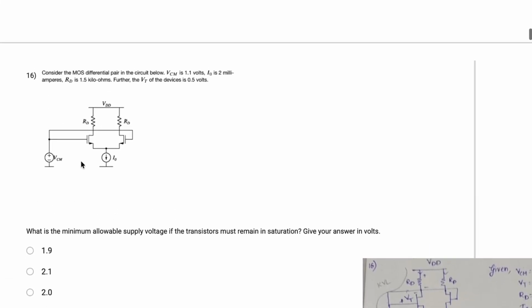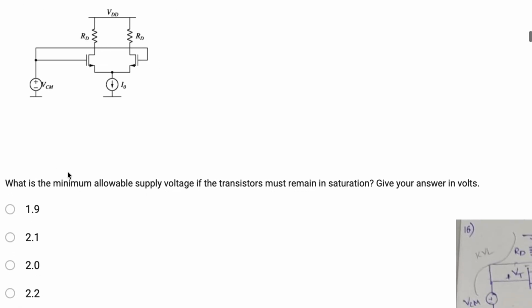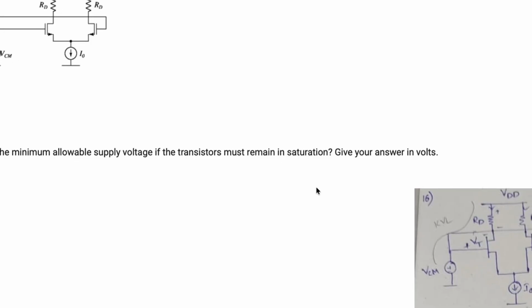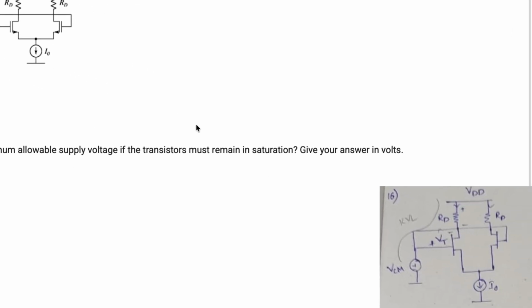See, he has given: consider the MOS differential pair of the circuit below. VCM is 1.1 volts, I0 is 2 milliamperes and RD is 1.5 kilo ohms. Further, the VT of the devices is 0.4 volts. He is asking what is the minimum allowable supply if the transistor remains in saturation. Give your answer in volts. He is asking for the minimum allowable supply, that is VDD minimum. So let us look into the answer.